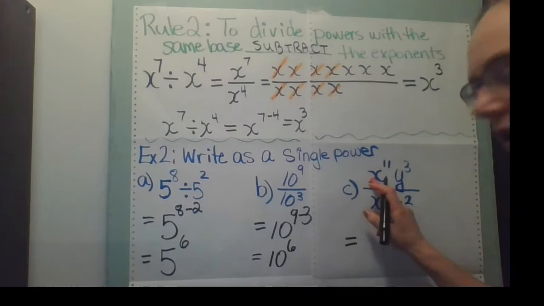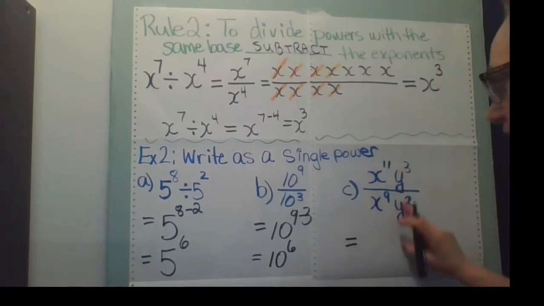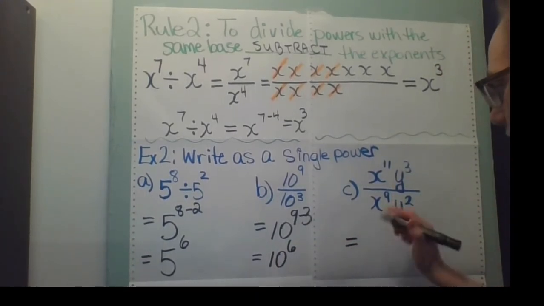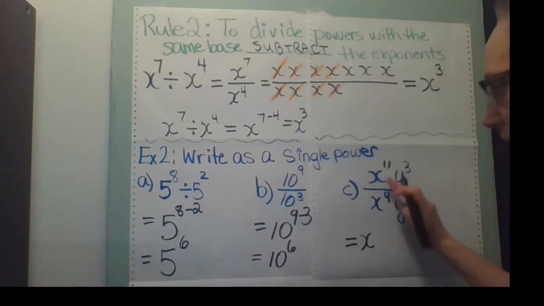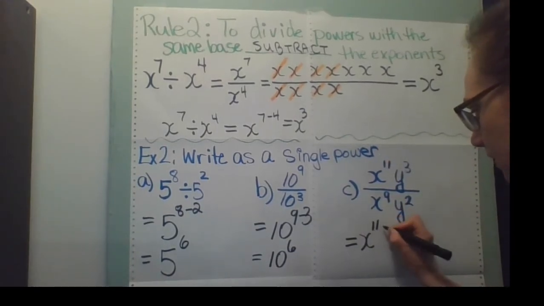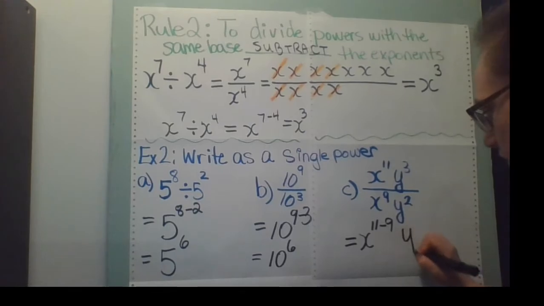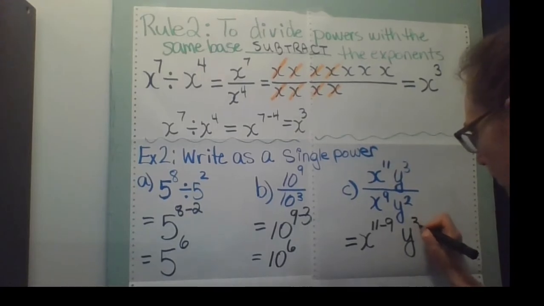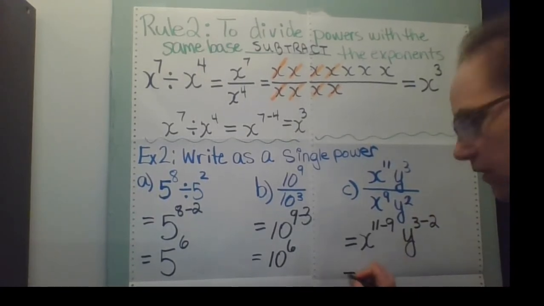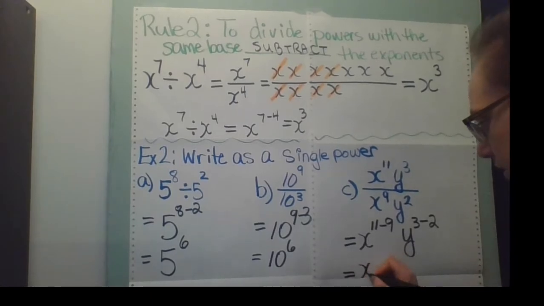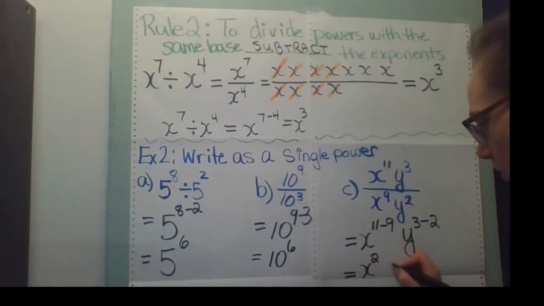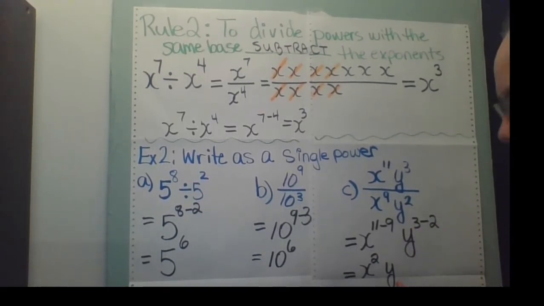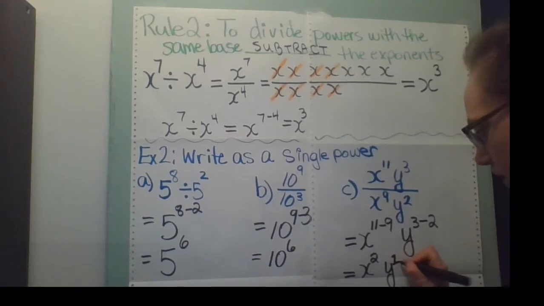Example C, well, I've got x's and I've got y's. Well, that's okay. You just apply the rule to the x's and then you apply the rule to the y's. So we're going to have x to the exponent 11 minus 9 times y to the exponent 3 minus 2. So my final answer here is going to be x, 11 minus 9 is 2, y, 3 minus 2 is 1. So you can leave it like this because that means 1, or I can give it the exponent 1. It's totally up to you.